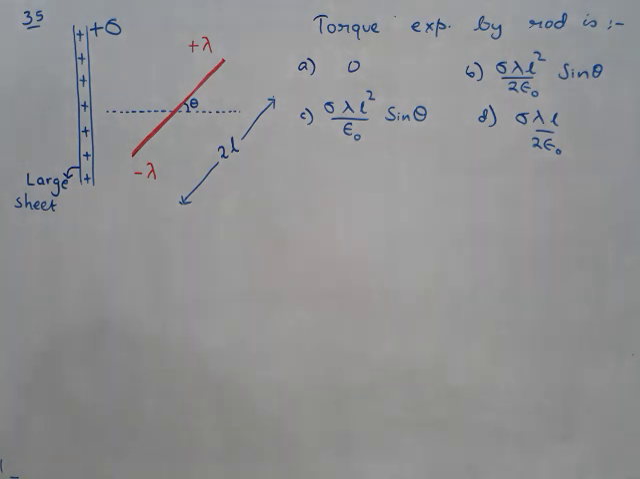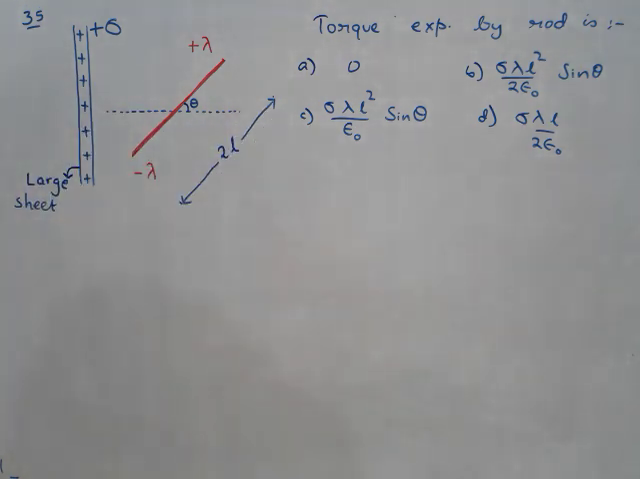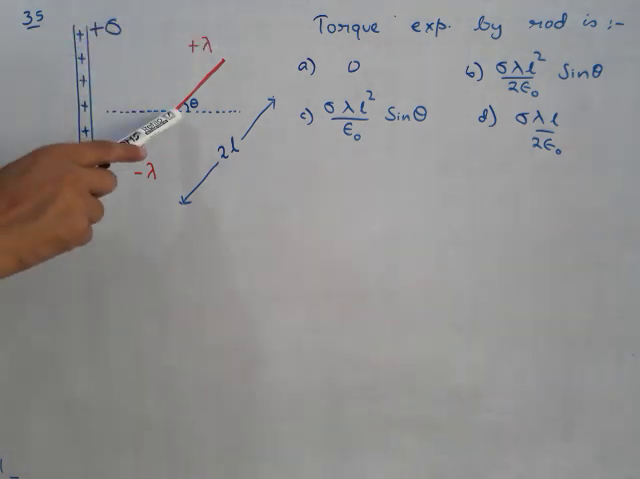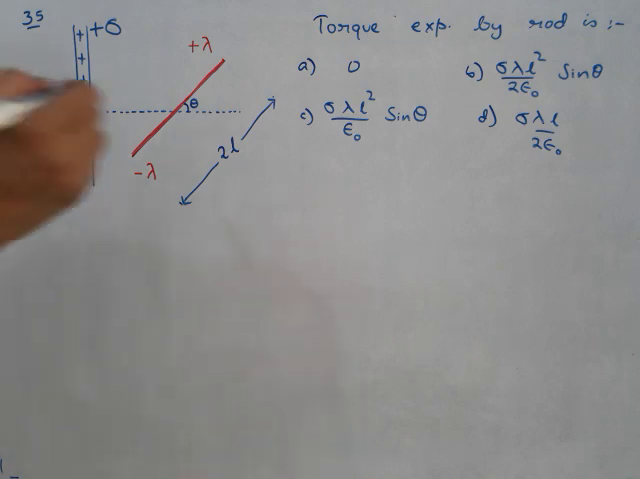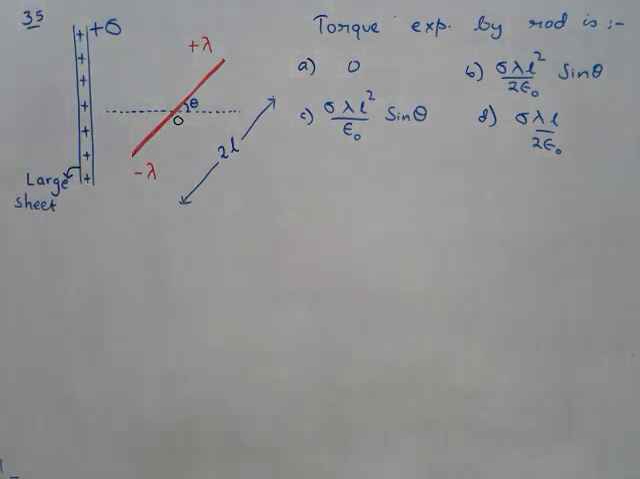So I am reading the question for you. A large sheet carries uniform surface charge density sigma. A rod of length 2L, this length is 2L, has linear charge density lambda on one half and minus lambda on the other half. The rod is hinged at the midpoint O. So this point is O, and it makes an angle theta with the normal to the sheet. The torque experienced by the rod, that is what we have to find. 4 options are given.